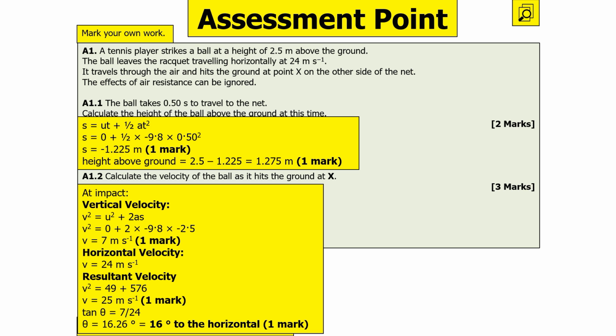Now the velocity at the impact, the vertical velocity, v squared equals u squared plus 2as. We can work it through. Again, remember a is minus 9.81 as it's travelling upwards initially. So you get your vertical velocity to be 7 meters per second. The horizontal velocity stays constant because it's a projectile, so it's 24 meters per second. So our resultant velocity is v squared equals the horizontal squared plus the vertical squared. So it's 49 plus 576, all square rooted, 25 meters per second. The angle is tan theta equals opposite over adjacent, so it's 7 over 24, so you get 16 degrees to the horizontal.